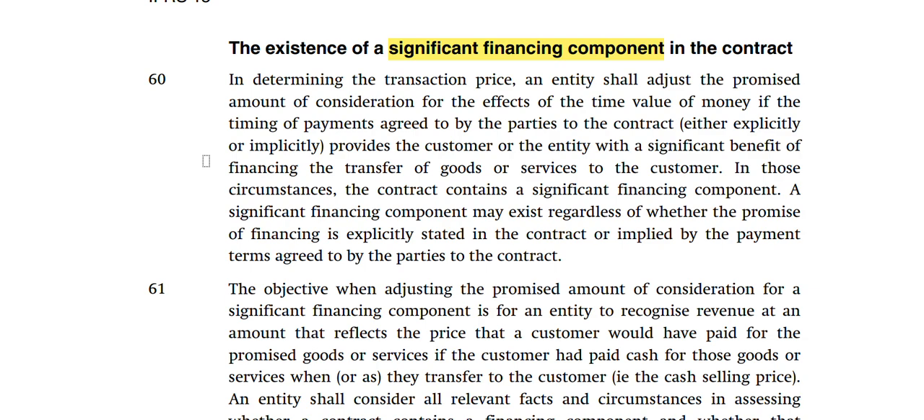Paragraph 61. The objective when adjusting the promised amount of consideration for a significant financing component is for an entity to recognize revenue at an amount that reflects the price that a customer would have paid for the promised goods or services if the customer had paid for those goods or services when they transfer to the customer, that is, the cash selling price.